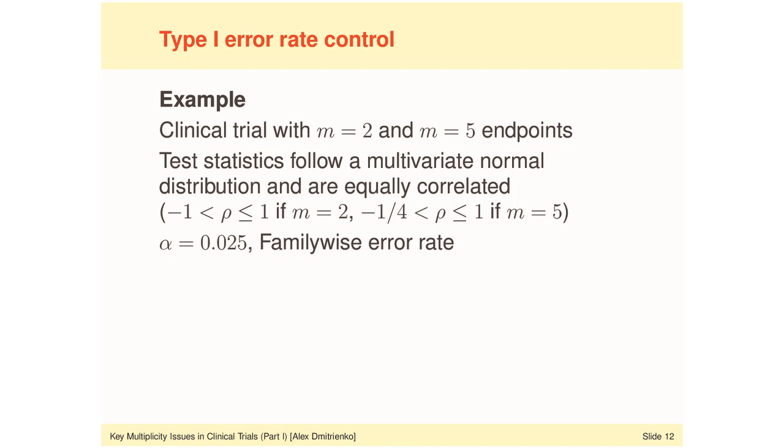When there are two endpoints, the common correlation coefficient ranges between -1 and +1. And with 5 endpoints, it is actually impossible to go all the way down to -1. It can be shown that the lower bound for the common correlation coefficient is -1/4 or -0.25. We will fix the family-wise error rate at a one-sided alpha of 0.025, and we will consider multiplicity adjustments based on the Bonferroni procedure and Simes test.